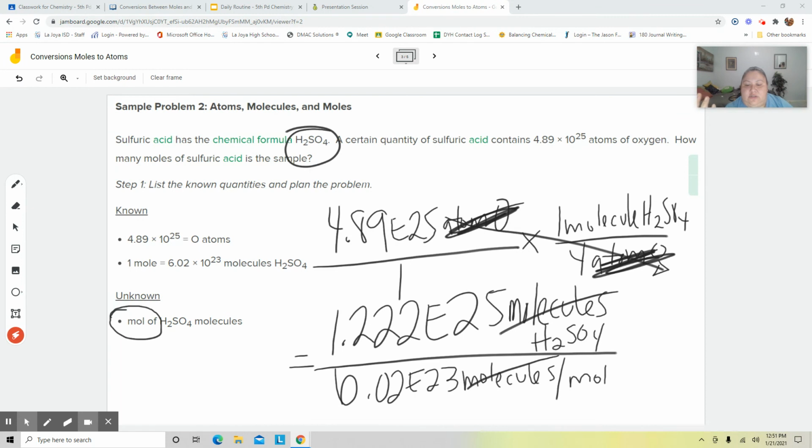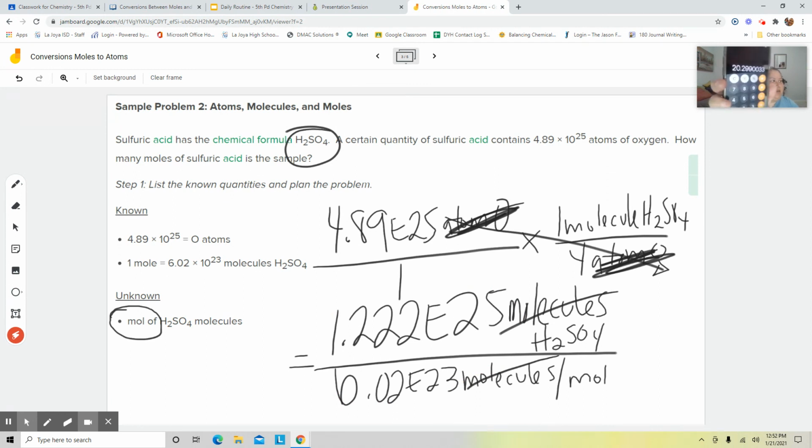Did anybody come up with an answer for this? What'd you guys get, Oscar? 1.22 e to the 25. You're dividing 1.22 e to the 25 by Avogadro's number. Nobody has posted an answer. I don't see anything in the chat. Yeah, Alexia, did you try it? Did you try doing this? It said 0.22 E95. No, it's a number. It's just a regular number.